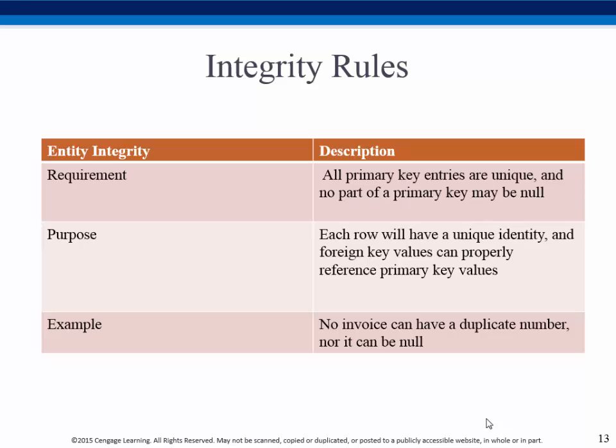Okay, so integrity rules. Entity integrity requirement. All primary key entries are unique and no part of a primary key can be left null. The purpose, each row will have a unique identifier and foreign key values can properly reference back to the correct table and the correct record that matches that key. An example, no invoice can have a duplicate number, nor can it be null.